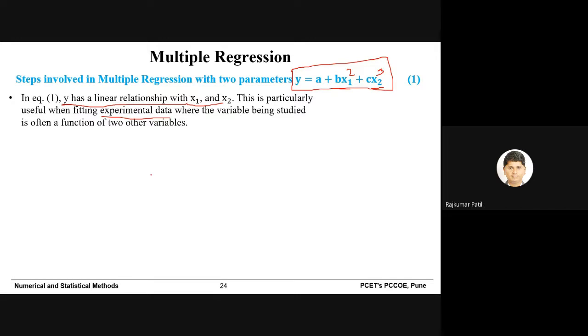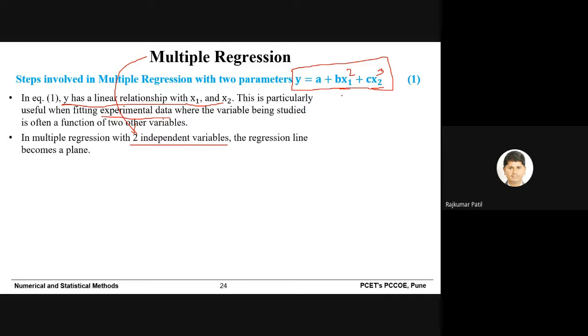Now we will move ahead, and here as a part of our syllabus we are restricting our study to two independent variables x1 and x2 and one dependent variable, that is y. So as a part of our syllabus we are restricting this, but in actual case the number of independent variables will be more than 2 as well.